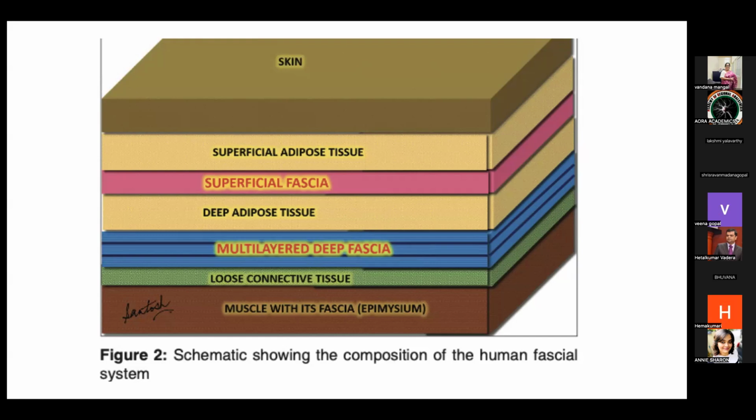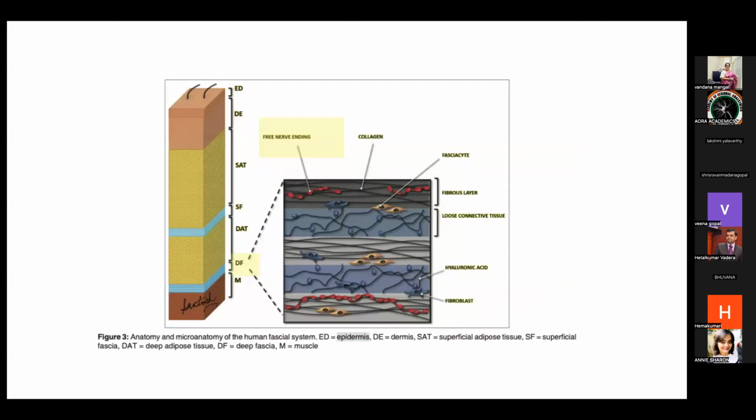It consists of two distinct subtypes: the epimysial fascia, which is thin and adherent to the individual muscles, and the aponeurotic fascia, which is thicker, fibrous, and often separated from the underlying muscle by an intervening layer of adipose tissue. So when we look into the layers of the deep fascia, we'll be looking into the fibrous layer, the loose connective tissue, the hyaluronic layer, and the fibroblasts.